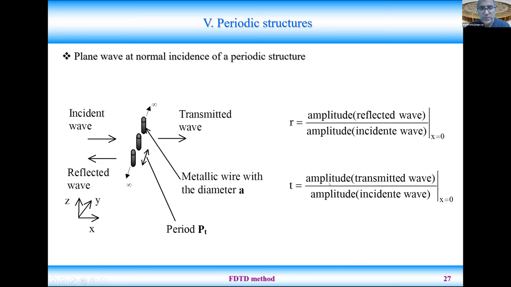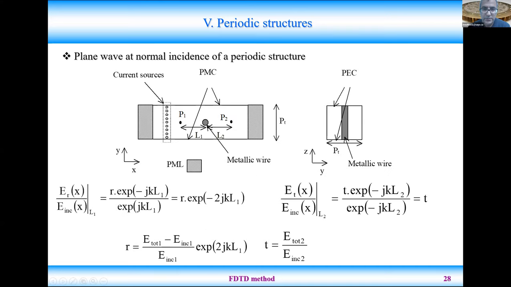And the transmission coefficient is the amplitude of the transmitted wave over the amplitude of the incident wave at the same position, x naught, x equal to zero. So in FDTD, we can modelize it like this. So we use current sources. We have seen that in the previous class. So we use a lot of current sources like this to generate a plane wave.